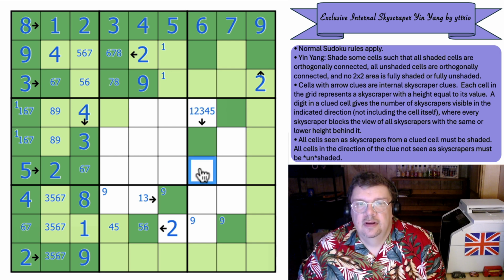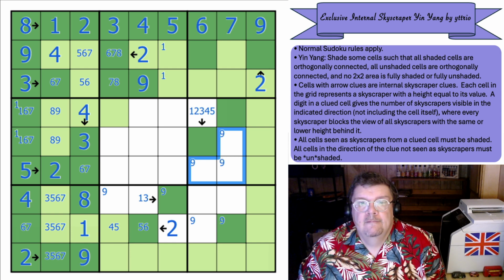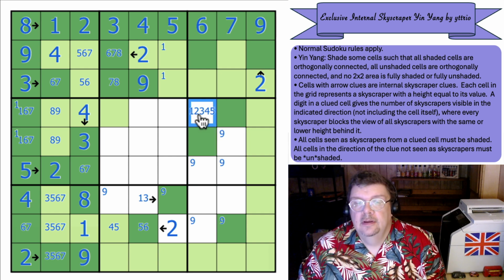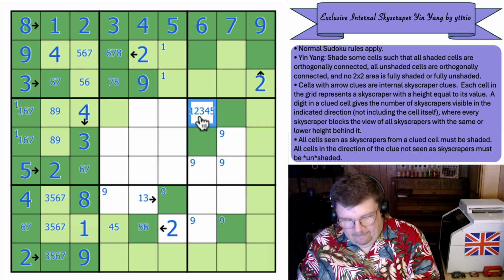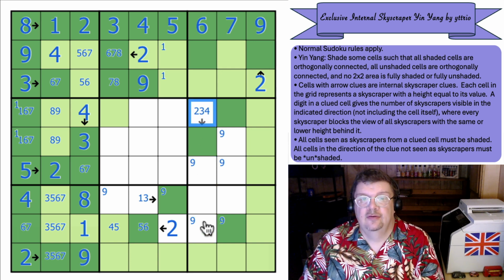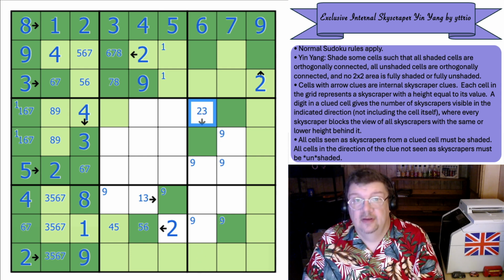If that's not a 9, then 9 is one of these two. So 9 is in one of these 3 cells. And now this can't be a 1 because it either sees this 9 or it sees this 9. In fact, it can't be a 5 because we've already unshaded this cell. It can't be a 4 by Sudoku.